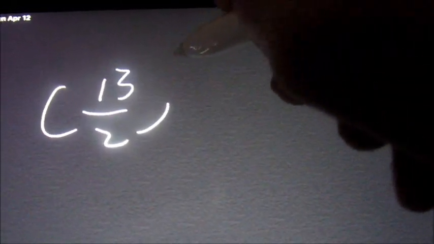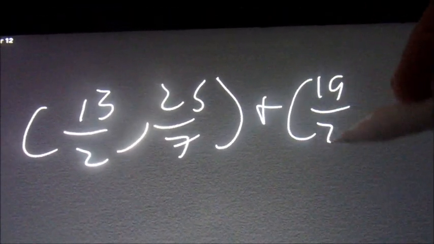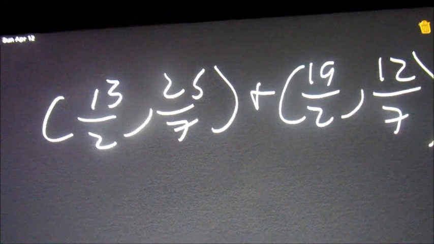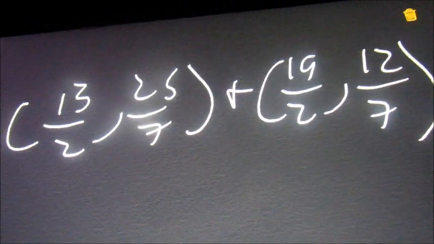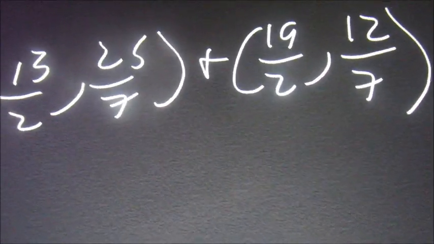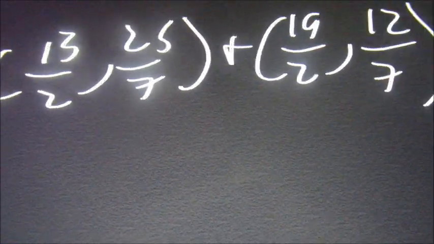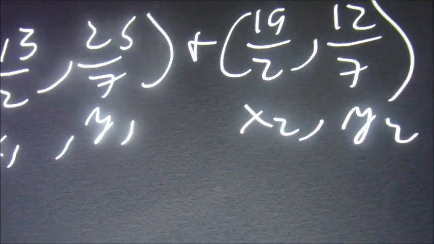However, let's say that we have something like 13 over 2, 25 over 7, and 19 over 2, 12 over 7. So these are our 2 points. It doesn't matter which one you pick as the first one and the second one. I'll usually do whichever one in my head looks like it may be easier to subtract. I'm just going to pick this one as the first one. So I'm going to say that this is y1 and x1, x2, y2.